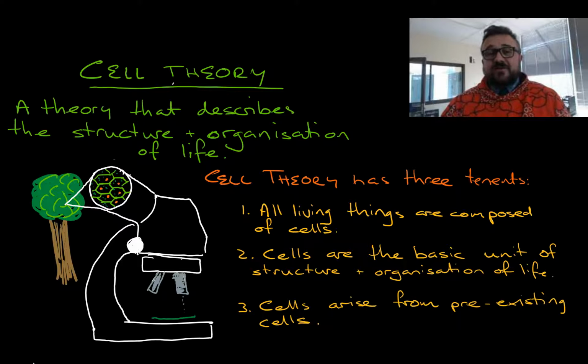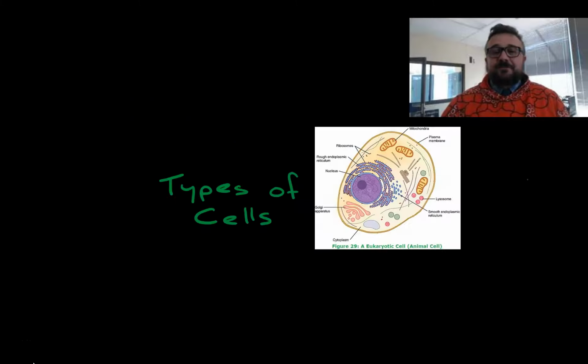And three, cells arise from pre-existing cells. In other words, cells don't just appear out of nowhere. They've got to come from somewhere, and the way they come about is from other cells. So one cell will split into two, and now you have two cells. That's where cells come from.